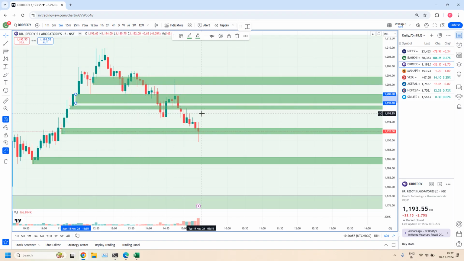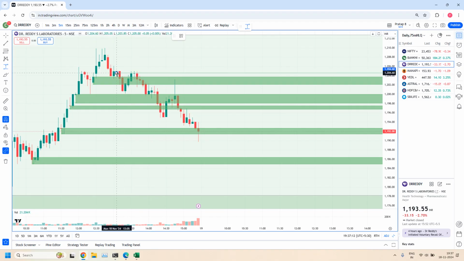Now 5 minutes might be having some TCO zone. See here, rally, base, rally, that way you can consider.